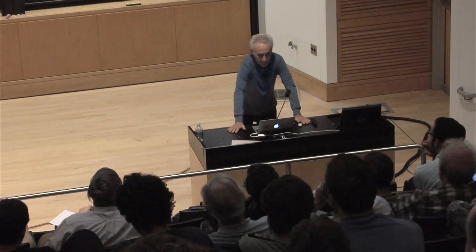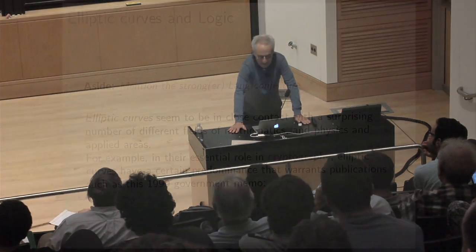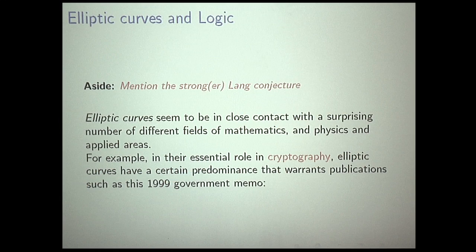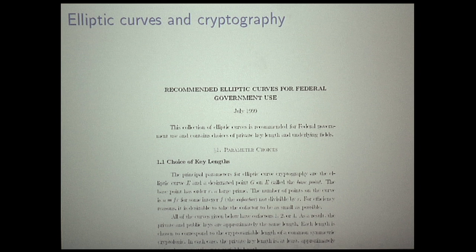For example, they have an essential role in cryptography that I think everybody in this room probably knows, and they have a certain predominance in that field that warrants publications such as this 1999 government memo: Recommended Elliptic Curves for Federal Government Use.